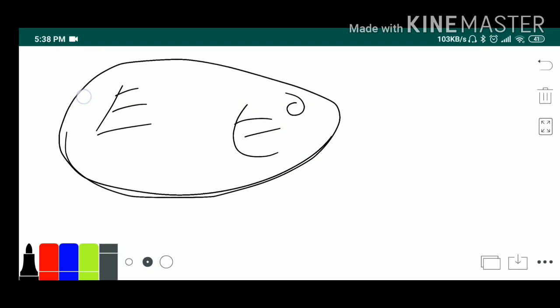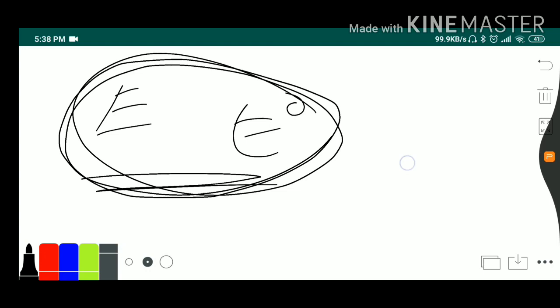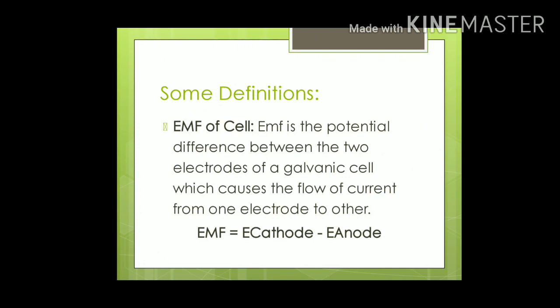Now we will go to the Nernst equation. These are the basics. Before the Nernst equation we need to see one more thing. What is the EMF of a cell? EMF of a cell is nothing but a potential difference.